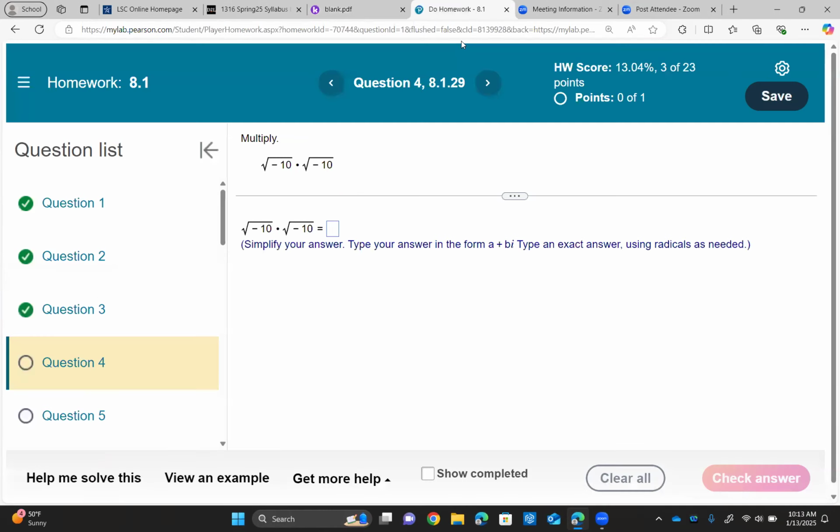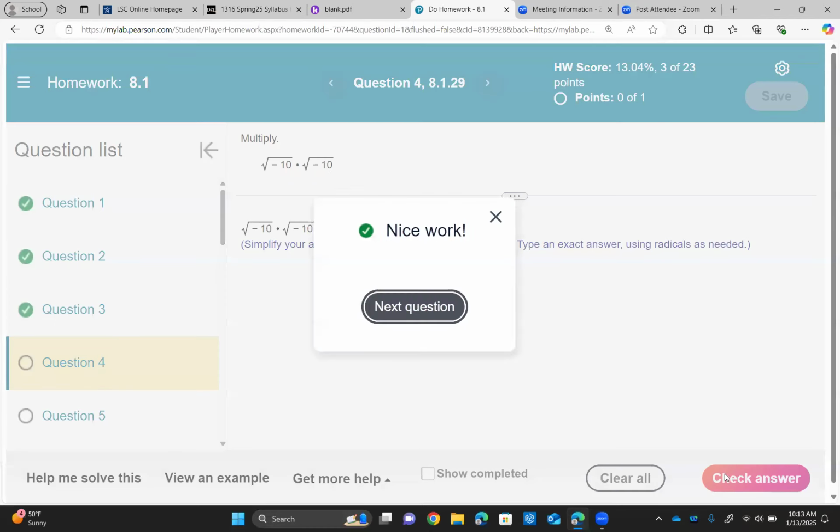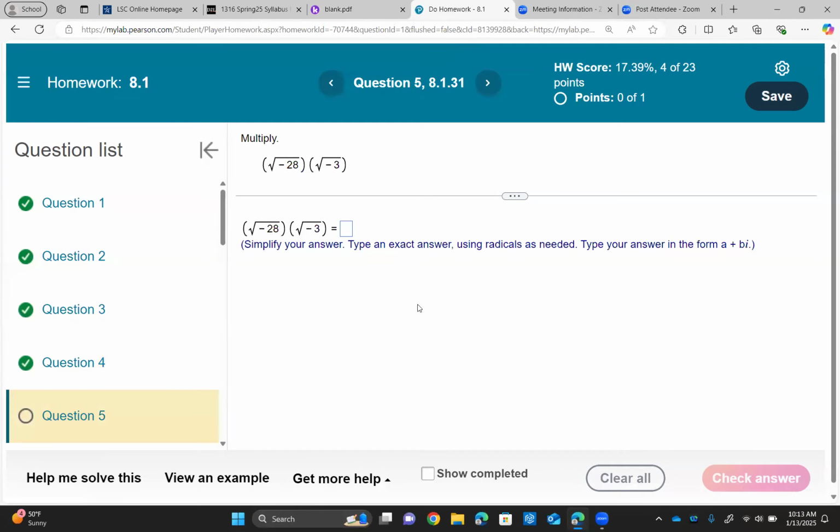So when you see this problem on the homework, if you get a similar number, you just have to type here, the answer is -10. And then when you check your answer, it will be correct.